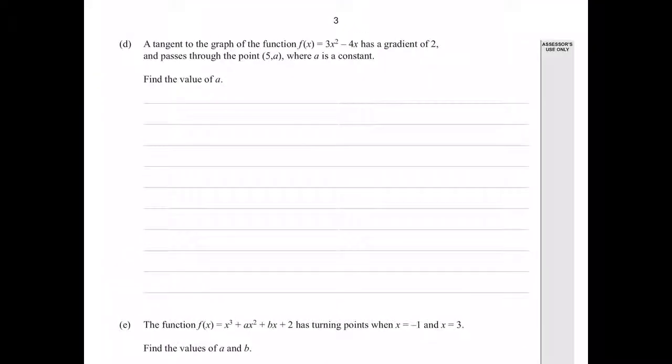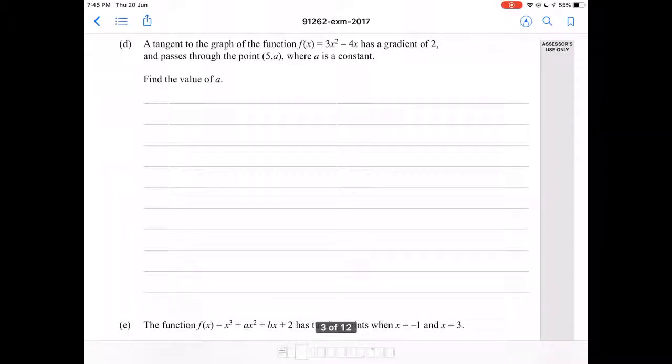Alright, next question. A tangent to the graph of a function f of x equals 3x squared minus 4x has a gradient of 2, and it passes through the point (5, a), where a is a constant. So find the value of a.